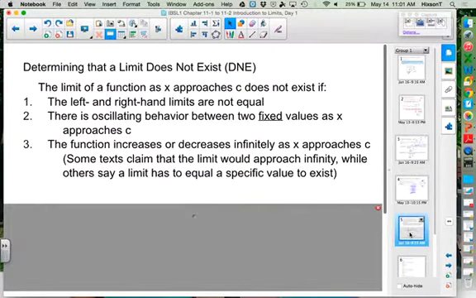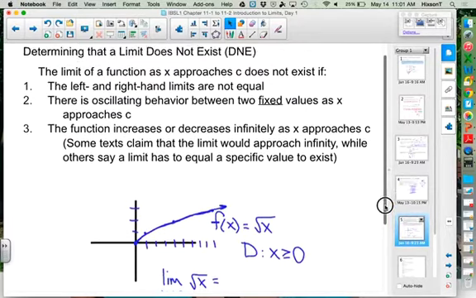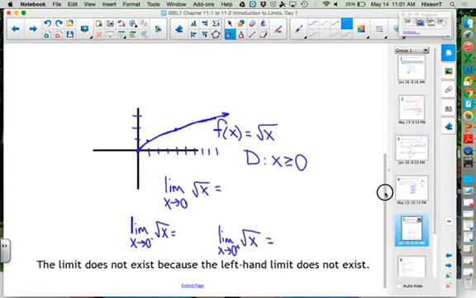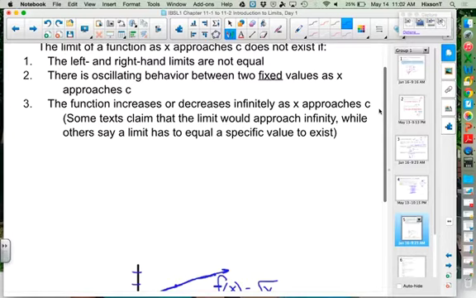The third case here is that the function increases or decreases infinitely as x approaches c. And this is the one where, depending on who your instructor is or what book you read, you'll see this one given as the limit doesn't exist, or you may also see a case like this. For example, if I have f of x equals 1 over x squared, then as I approach zero, it's going to look like this.